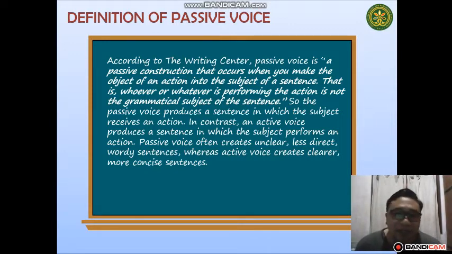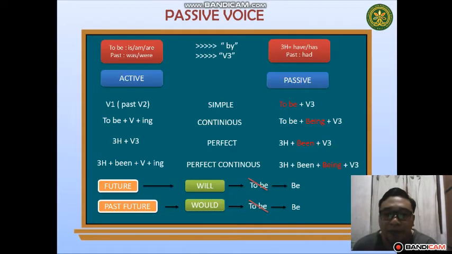So, the passive voice produces a sentence in which the subject receives an action. In contrast, an active voice produces a sentence in which the subject performs an action. Passive voice often creates unclear, less direct, wordy sentences, whereas active voice creates clear, more concise sentences. So let's go to the formula of passive voice.